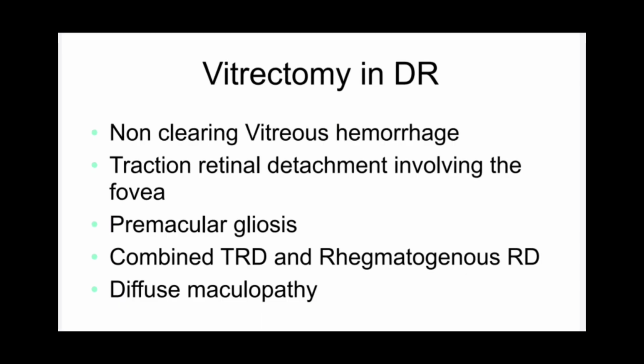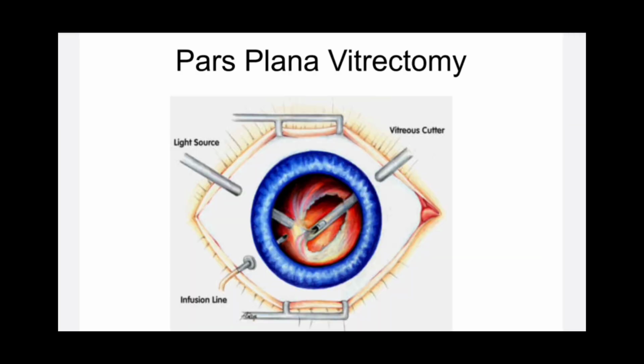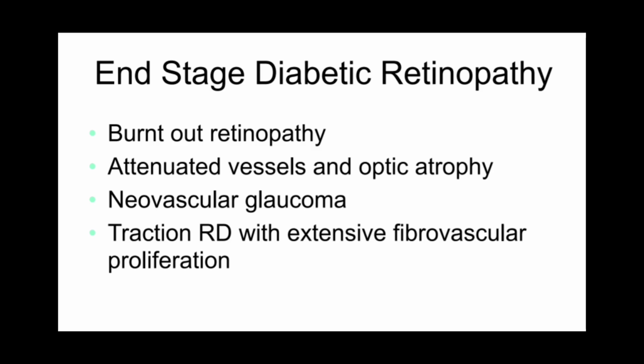So, the role of vitrectomy in diabetic retinopathy is especially reserved for vitreous hemorrhage which is not resolving or which is so voluminous that it cannot be expected to resolve by itself, or in the management of tractional retinal detachment involving the fovea if there is premacular gliosis, and if there is combined tractional with rhegmatogenous retinal detachment, and in case of recalcitrant maculopathy, which is a rare indication. End-stage diabetic retinopathy is characterized by attenuated vessels, optic atrophy, neovascular glaucoma, tractional retinal detachment and extensive fibrovascular proliferation.